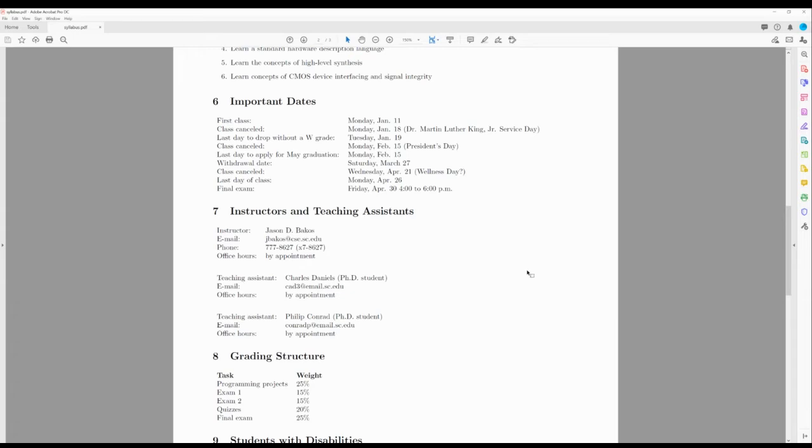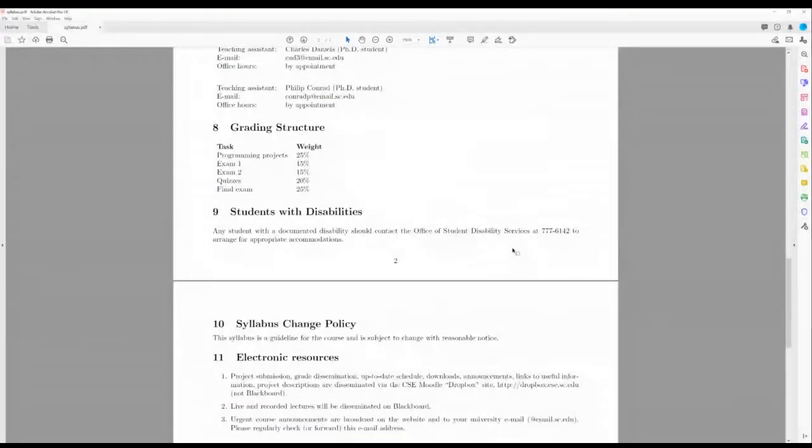Moving on to section 8 here, grading structure. We'll have 3 exams, several quizzes. I don't know exactly how many quizzes we'll have. And we'll have a few small projects. I don't know how many of those we'll have. We're still deciding on the number of projects because we're trying to be extra careful with this aspect of the course, because we had a lot of problems with projects last semester.